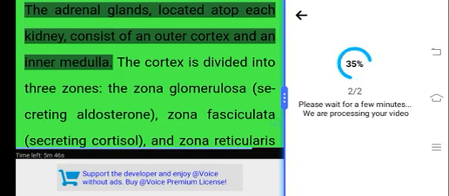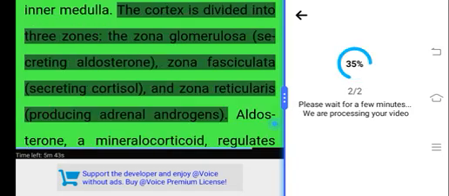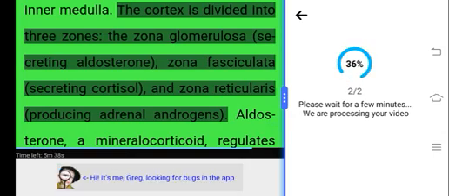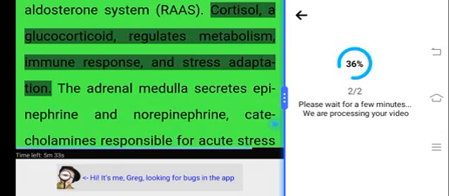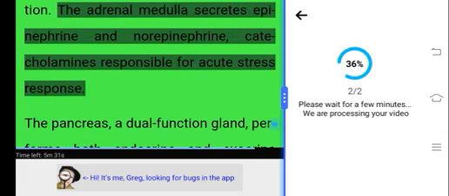The adrenal glands, located atop each kidney, consist of an outer cortex and an inner medulla. The cortex is divided into 3 zones: the zona glomerulosa secreting aldosterone, zona fasciculata secreting cortisol, and zona reticularis producing adrenal androgens. Aldosterone, a mineralocorticoid, regulates sodium and potassium balance and blood pressure via the renin-angiotensin-aldosterone system (RAAS). Cortisol, a glucocorticoid, regulates metabolism, immune response, and stress adaptation. The adrenal medulla secretes epinephrine and norepinephrine, catecholamines responsible for acute stress response.